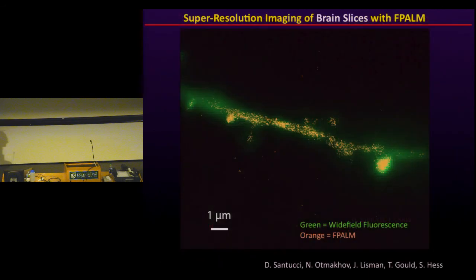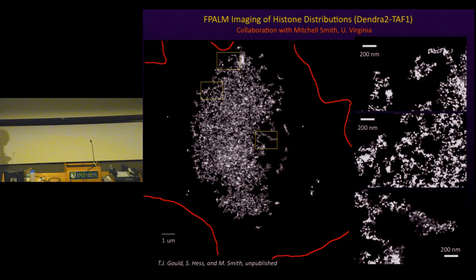And we can even do this in a brain slice. So this was a 25 micron thick hippocampal slice, again transfected with PSD95 tagged with Dendra2, and we were able to actually image those molecules at that depth. So that's encouraging that we can do this in tissue as well. And we can do nuclear structure. This is done in collaboration with Mitch Smith at University of Virginia, where we're looking at a protein that tags the histones, which reveals the DNA structure in the nucleus. And these are nice, very well resolved structures of chromatin. So this is a way to check what's going on in the nucleus.